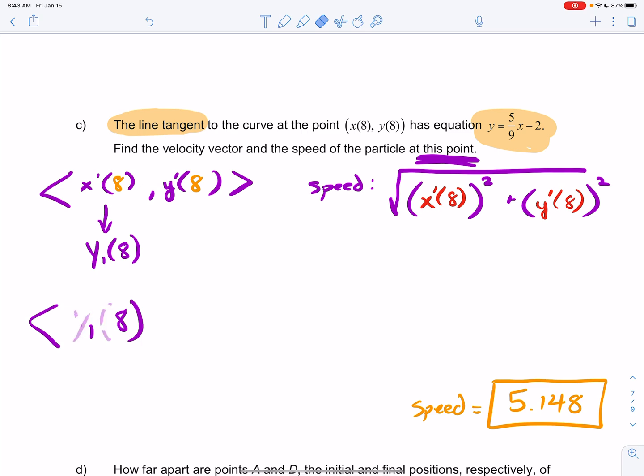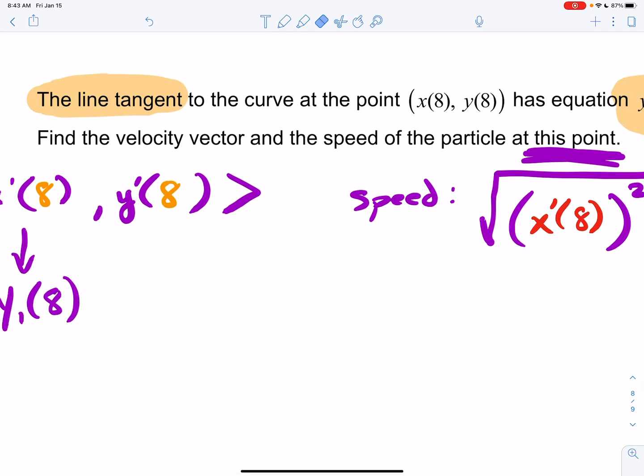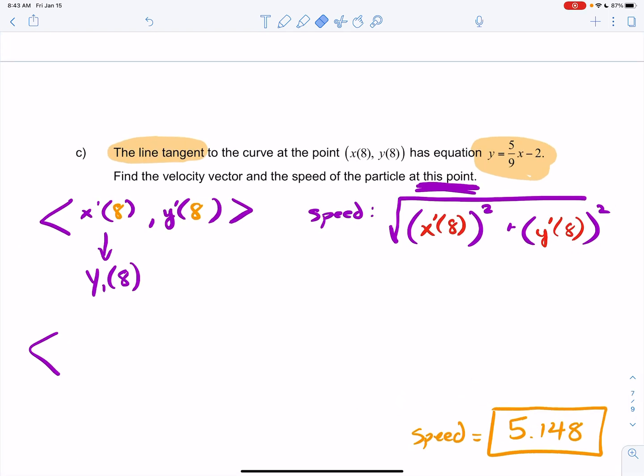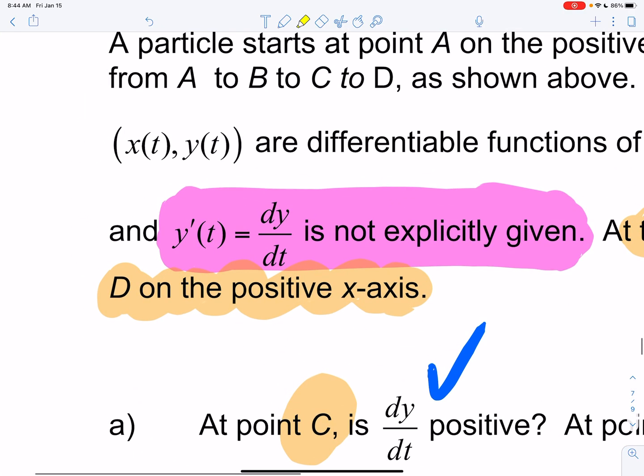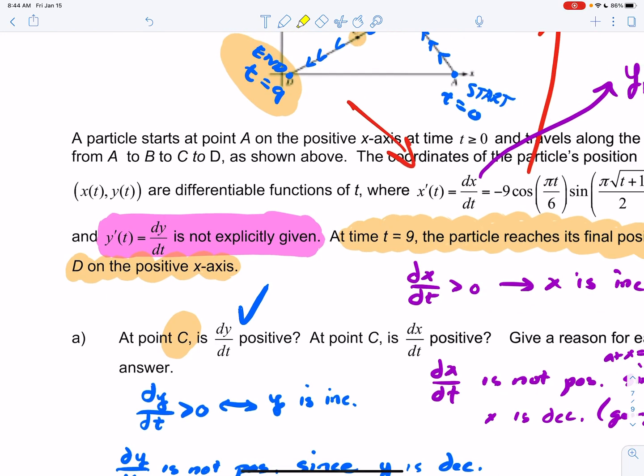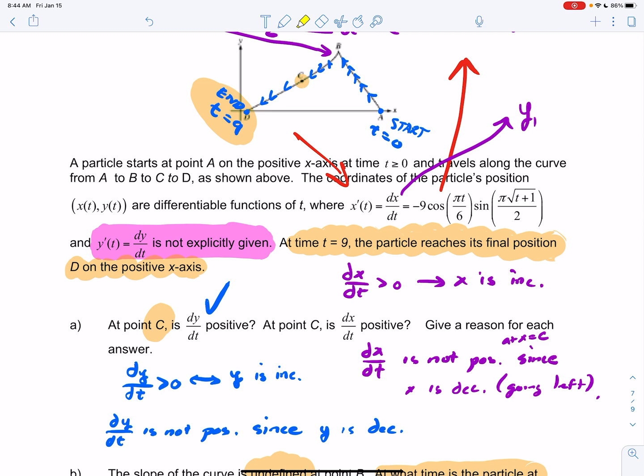Okay, so y prime of 8 is the task here. We can figure out what this value is and what this value is because they're the same thing. The obstacle here is how do you figure out what y prime of 8 is, especially when they tell you that y prime is not explicitly given. So what they want you to do is find it. It's hidden somewhere and you just have to find it.